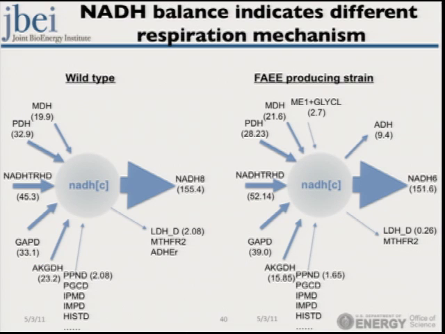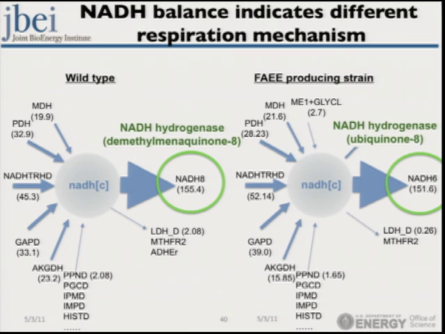Now, once this system is in place, we can do this for all of the cofactors. I can do it for NADH, NADPH, ATP, ADP, AMP, all of them. And by looking at these graphs, you can find some interesting things. Like, for example, in this case, there seems to be a shift in the respiration mechanism from dimethyl menaquinones into ubiquinones over here.